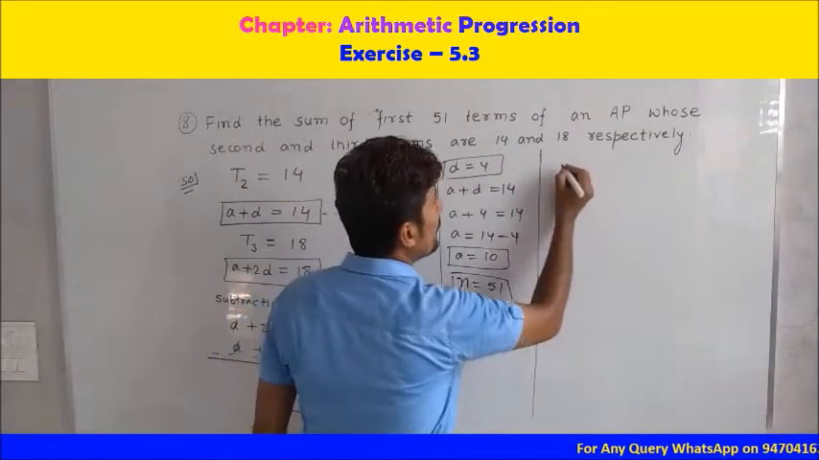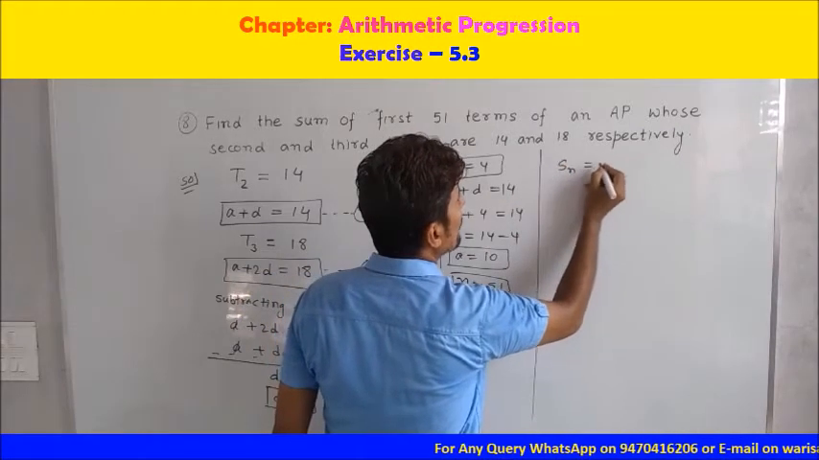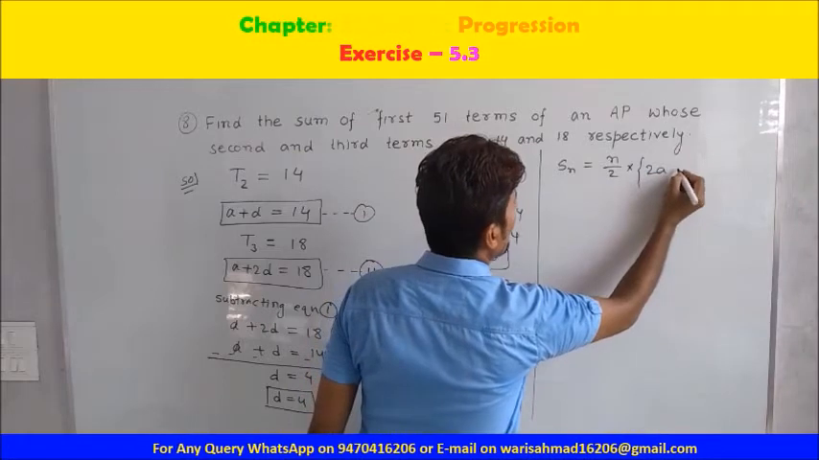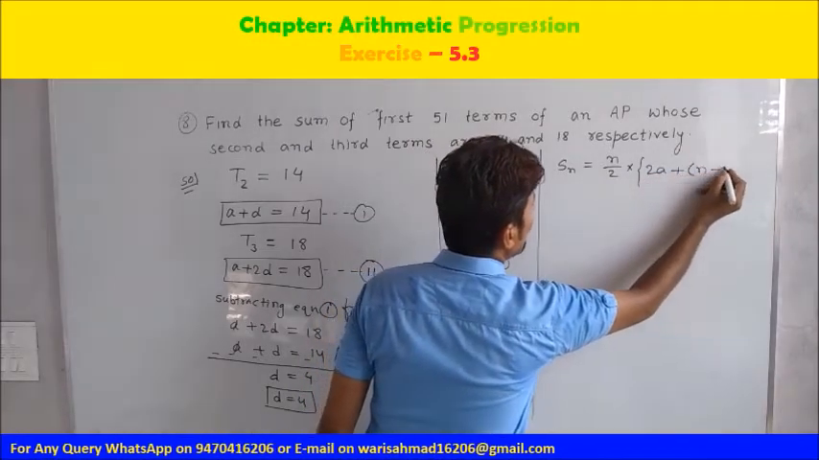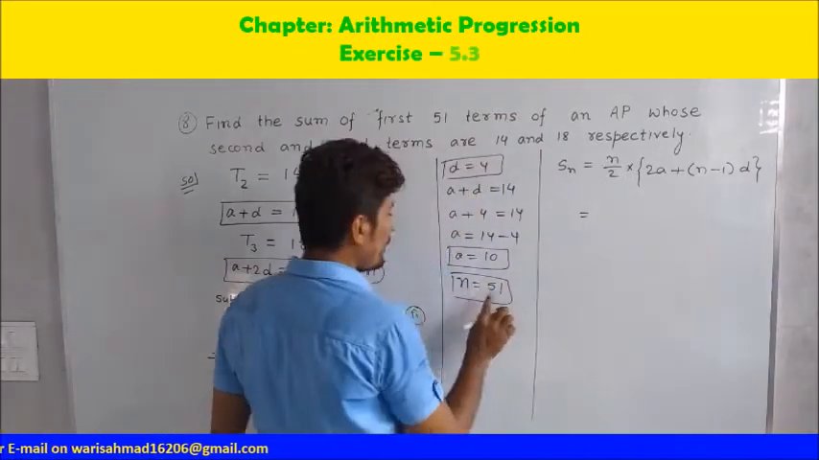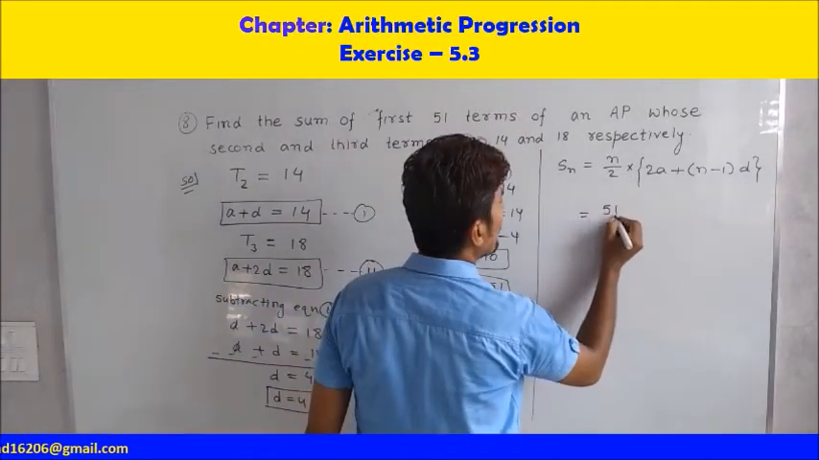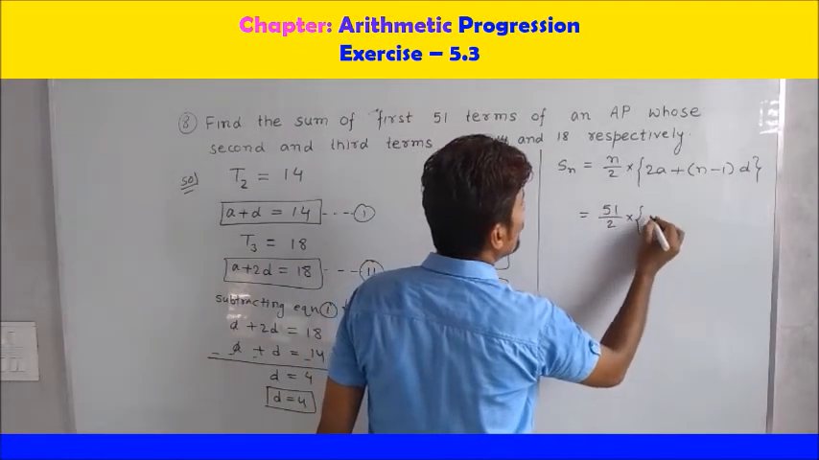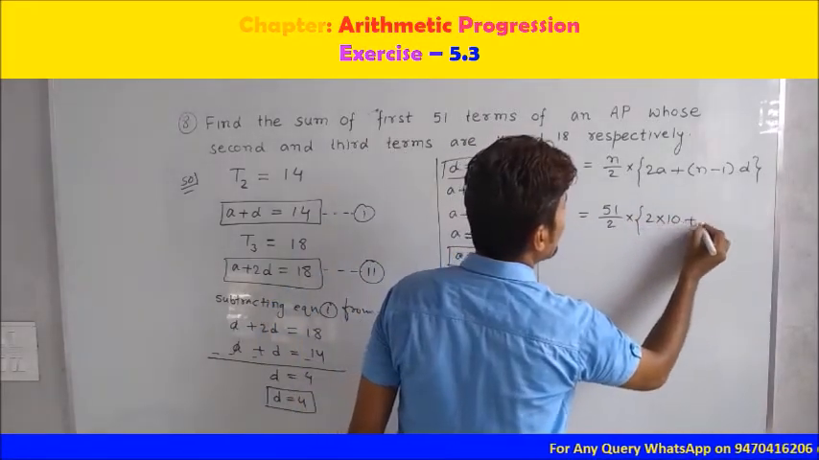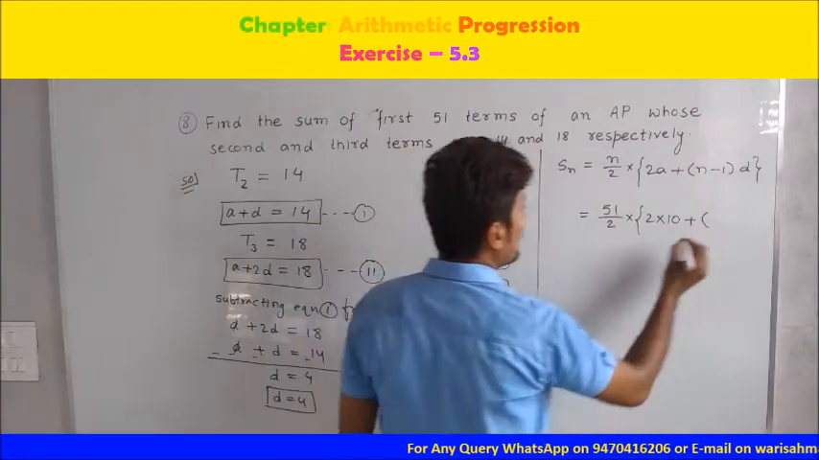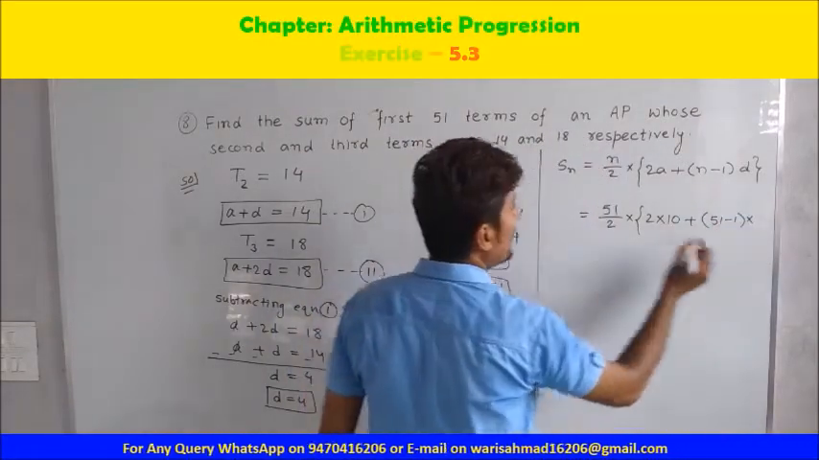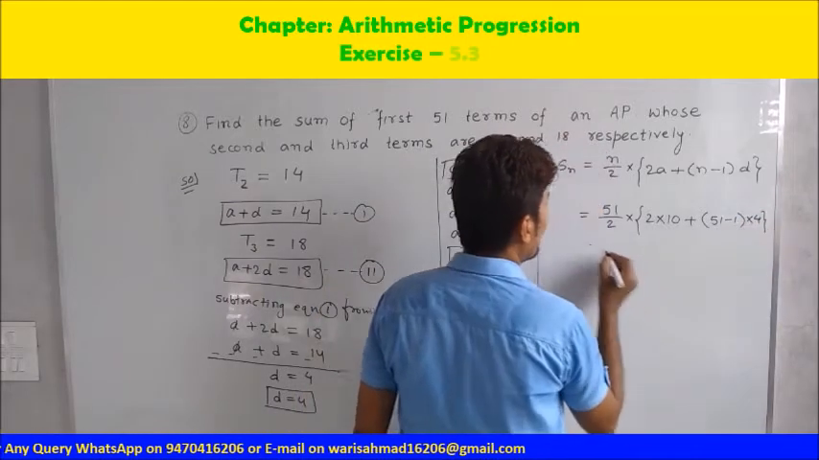To find the sum, we use the formula Sn equals N upon 2 multiplied by (2A plus (N minus 1) into D). In place of N, we can write 51 upon 2 multiplied by 2A. 2 into the value of A, which is 10, so we can write here 10 plus (N minus 1). The value of N again, we can write here 51 minus 1, multiplied by D.